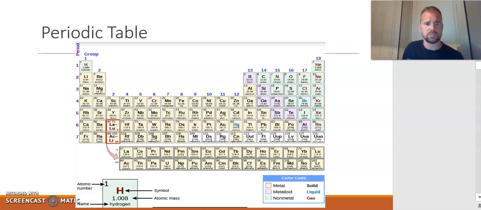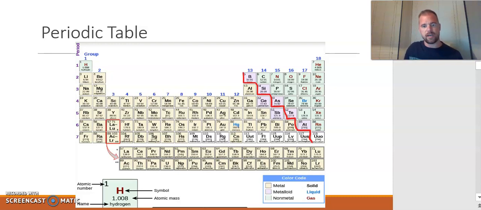Now this periodic table does not have it, but I encourage you on your own periodic table to draw in a staircase. And a staircase would draw right down here, just like that, okay, onward. And the staircase is what separates the metals from the nonmetals.